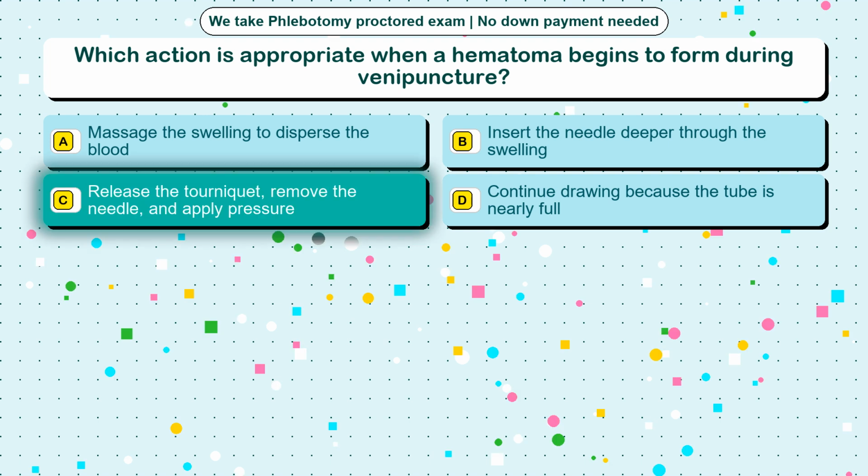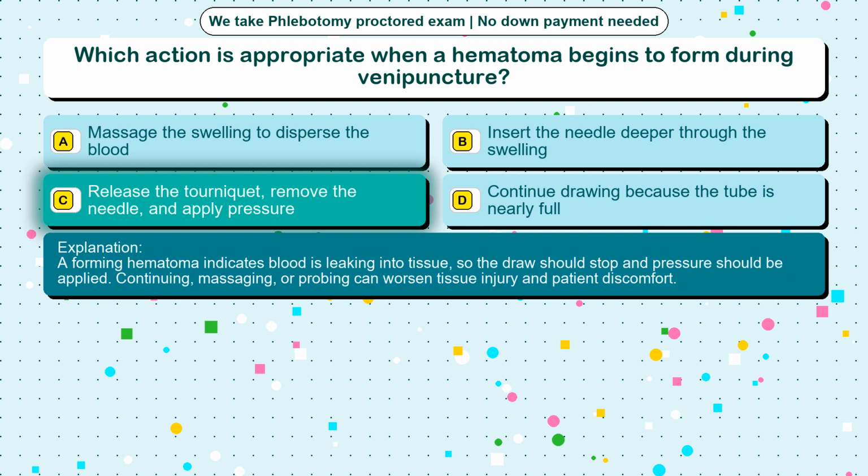The correct answer is option C, release the tourniquet, remove the needle, and apply pressure. A forming hematoma indicates blood is leaking into tissue, so the draw should stop and pressure should be applied. Continuing, massaging, or probing can worsen tissue injury and patient discomfort.